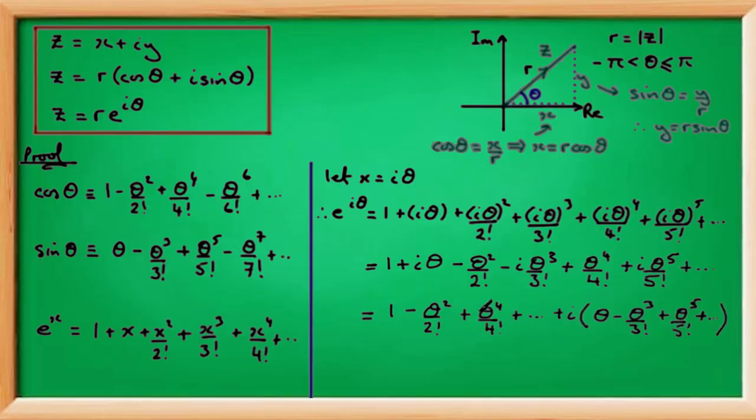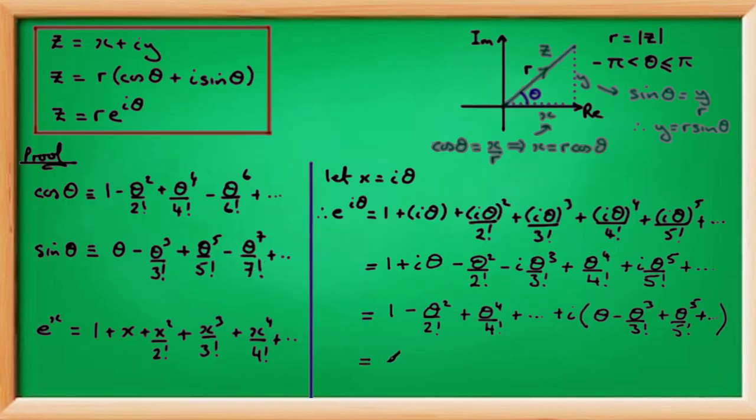Okay, now do you notice that when we look at the real part here, it's the same as the series for cos theta. The next term here would have been minus theta to the power 6 over 6 factorial. And when we look at the imaginary part, you can see the terms here are contained in the series for sine theta. If we had carried this on, the next term would have been minus theta to the power 7 over 7 factorial.